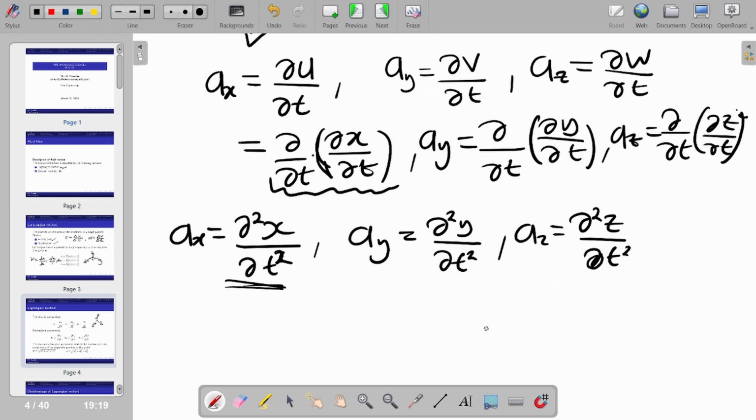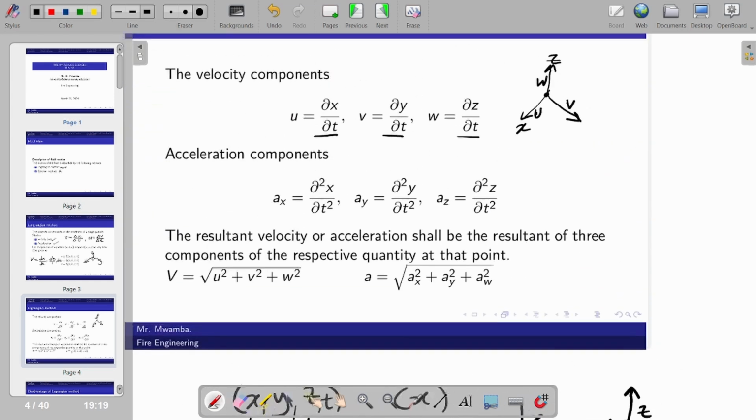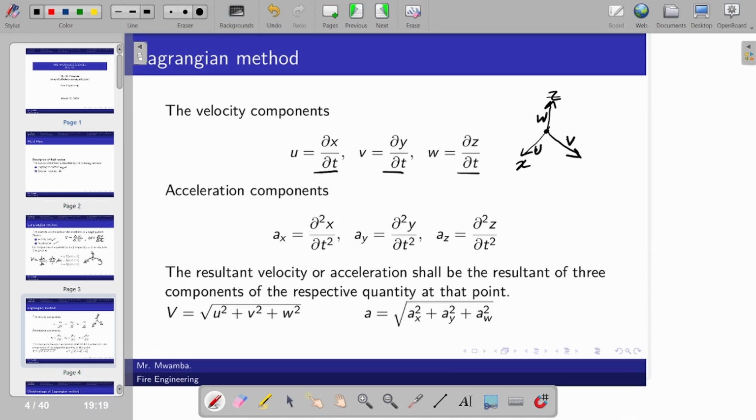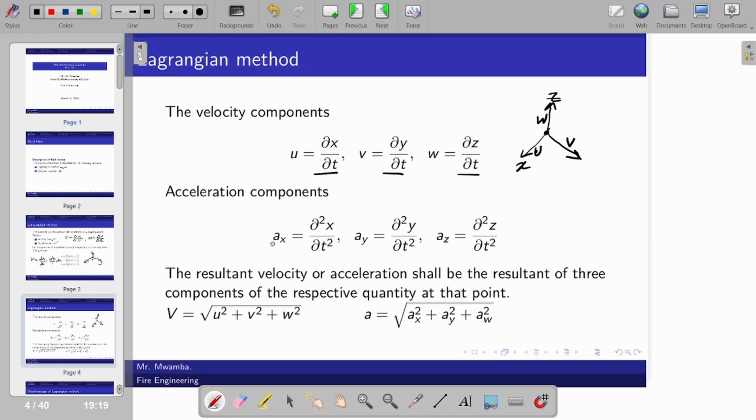So if I give you displacement and I ask you to find acceleration, first of all, differentiate once to get the velocity, differentiate a second time to get the acceleration. So this is what we get here. This is the acceleration for the x-axis, for the y-axis, and for the z-axis. Now, if you have the velocity components and the acceleration components, you can find the resultant velocity and the resultant acceleration.